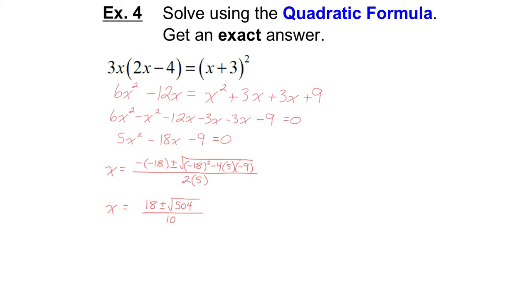Okay, then we do the math in the brackets. It ends up being 504 under the square root. And on the bottom, 2 times 5, that's 10.